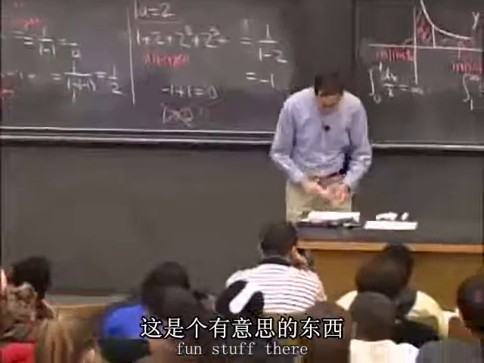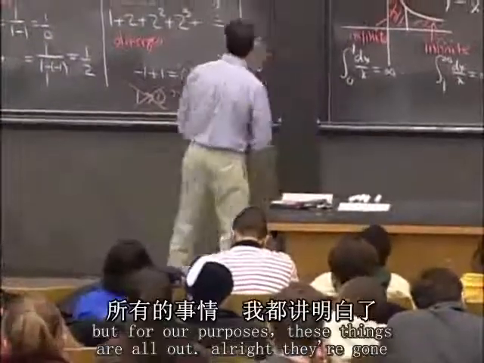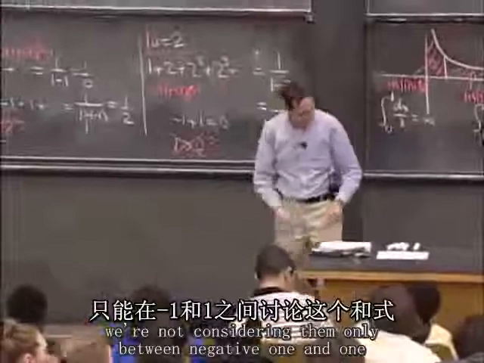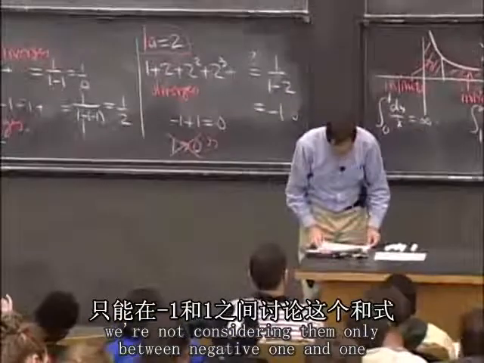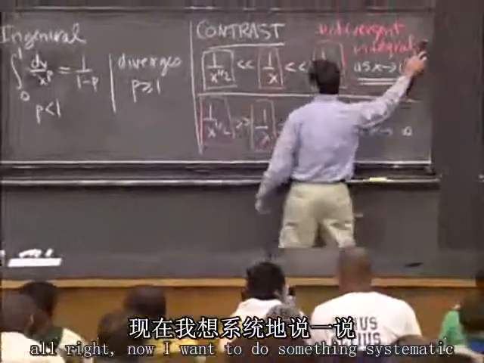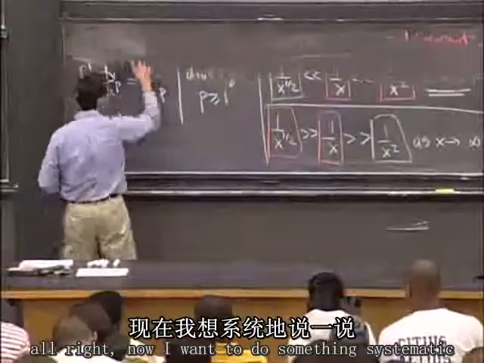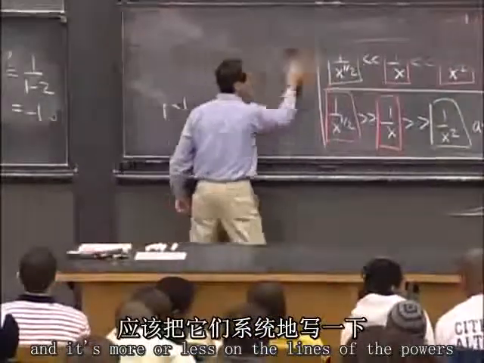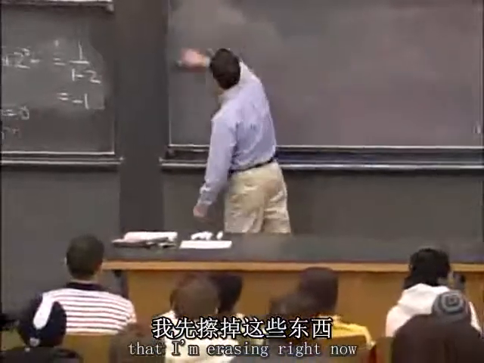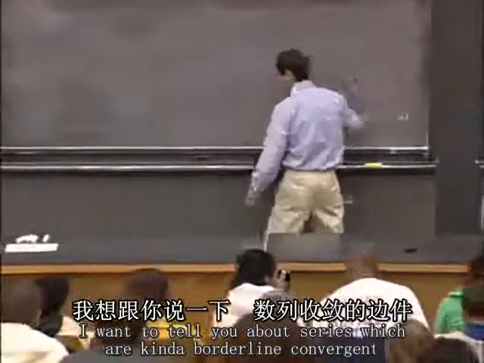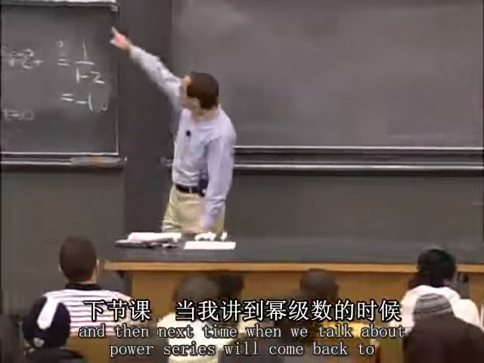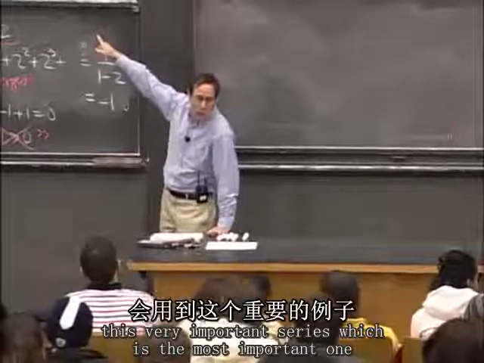Okay, but for our purposes, these things are all out. They're gone. We're only considering a between -1 and 1. Now, I want to do something systematic, more or less along the lines of the powers that I'm erasing right now. I want to tell you about series which are kind of borderline convergent. And then next time when we talk about power series, we'll come back to this very important series, which is the most important one.